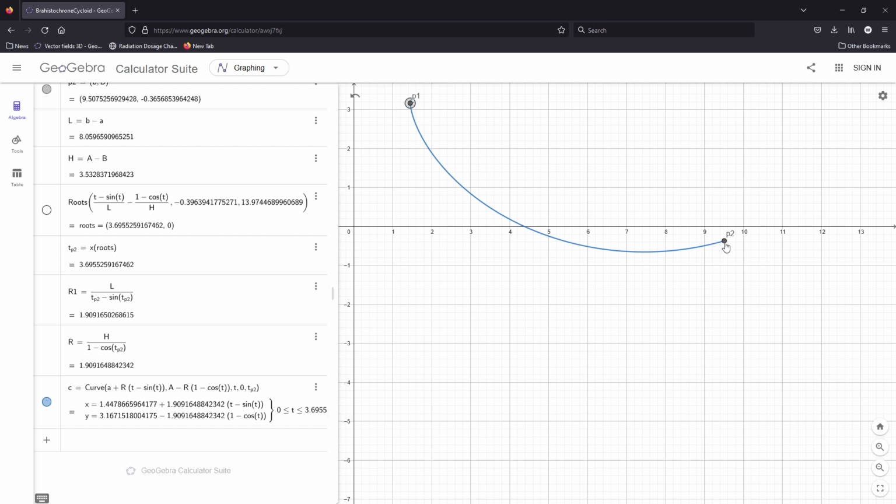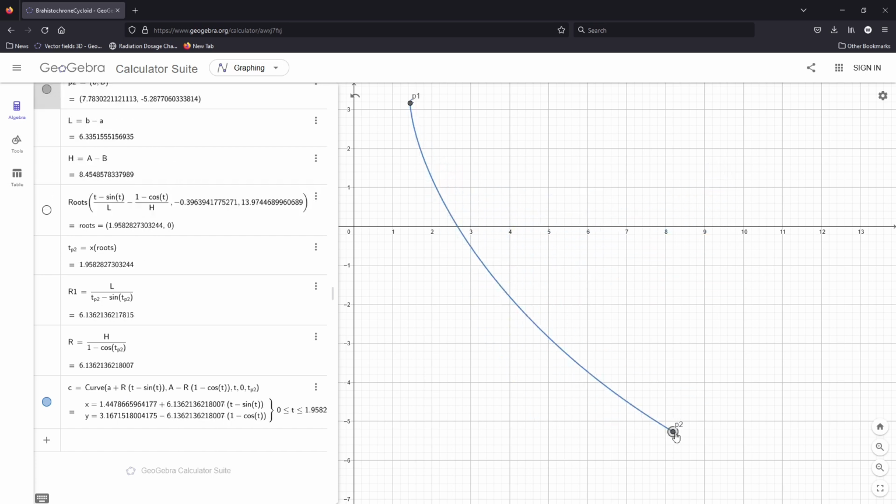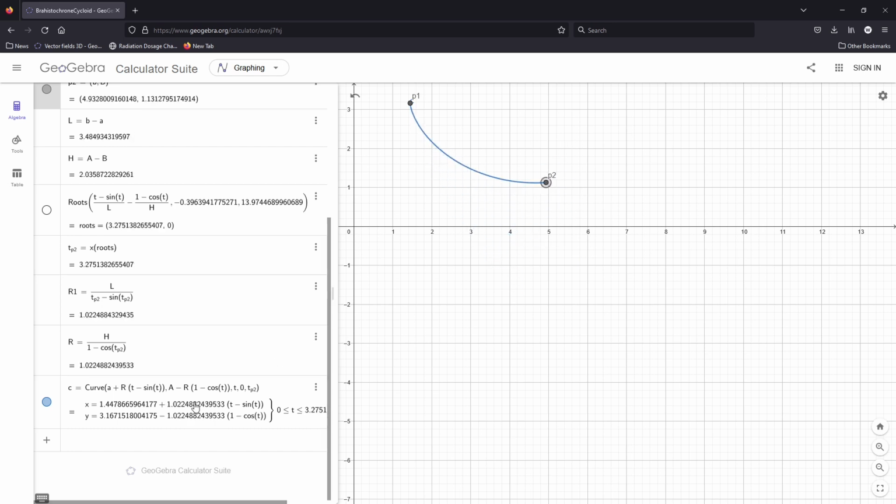But you can very clearly see that no matter where I move this endpoint to, we're always getting some cycloid that's directly determined by those previous equations that I wrote down being graphed right here. So this is very neat.